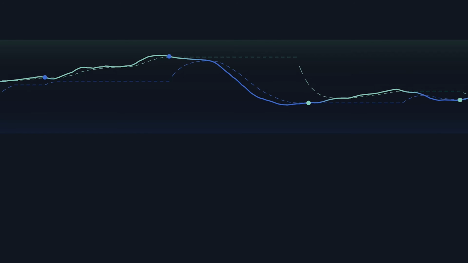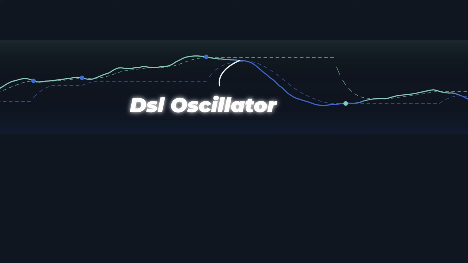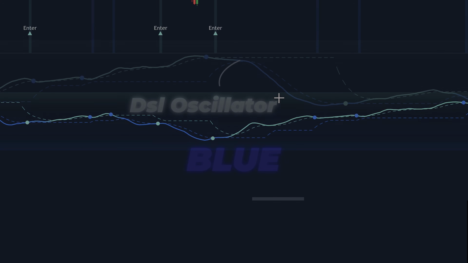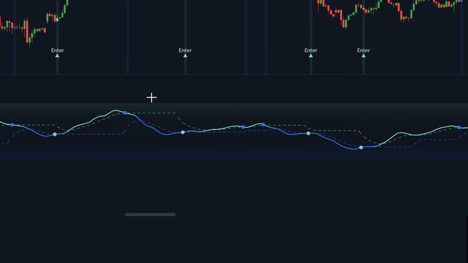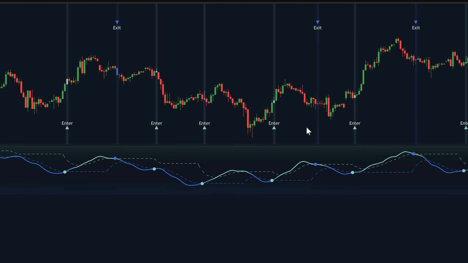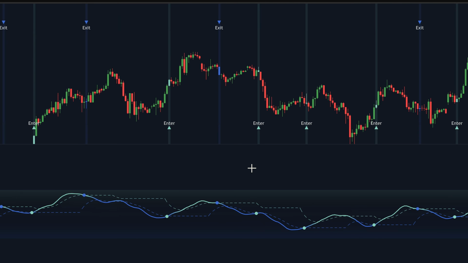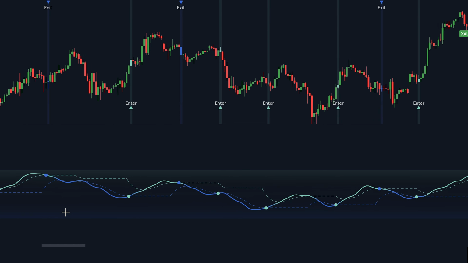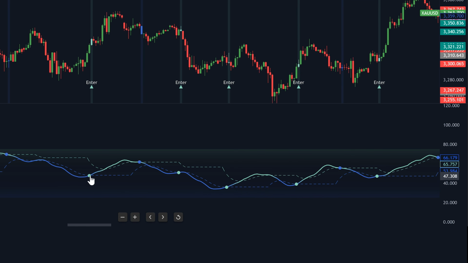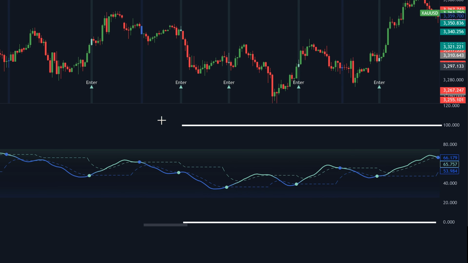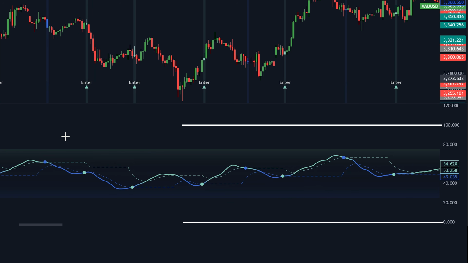Next, let's talk about the main component of this indicator. This is the DSL oscillator, which changes color between teal and blue. Interestingly enough, it is based on a combination of RSI and discontinued signal lines, and then smoothed using a zero lag moving average to reduce lag. The oscillator itself ranges between 0 and 100, and this will directly influence our buy and sell signals, as we'll see later in the video.